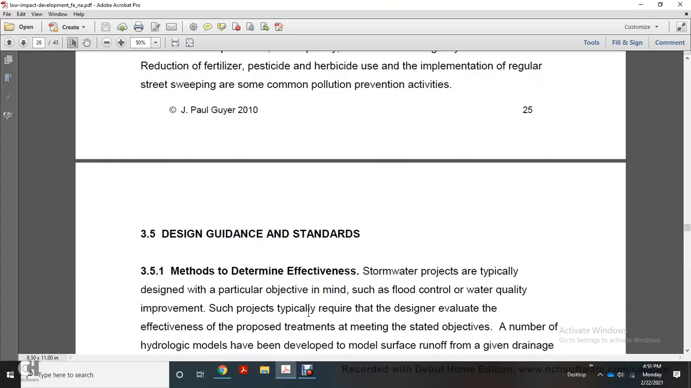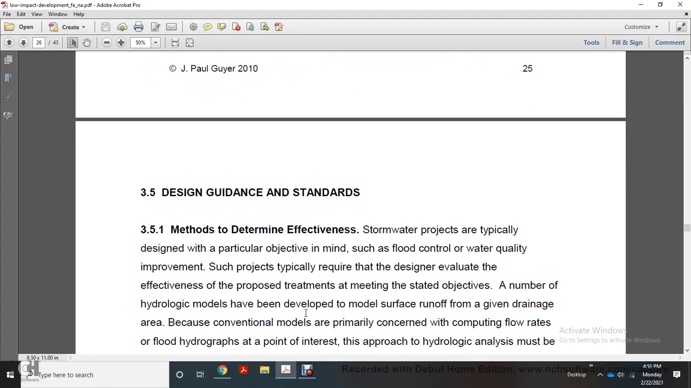Such projects typically require the designer to evaluate the effectiveness of the proposed treatment in meeting the stated objective using a number of hydrological modules. Having developed a model of surface runoff from the drainage area, the conventional methods eliminate concern with computing flow rates and flow hydrographs at the point of interest.